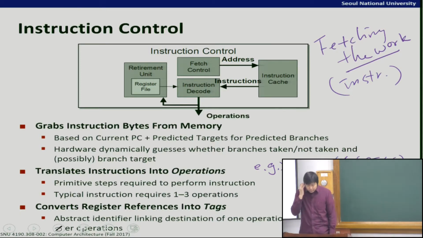So in other words, even though it fetches one complex instruction, internally it will be translated into multiple simpler operations. This is called UOPs in the Intel architecture. Typical instructions require 1 through 3 operations. If your instructions are really complex, it may take more operations per instruction. And also convert register reference into tag, but this one is about register renaming, which I didn't cover, so I'm going to skip it.